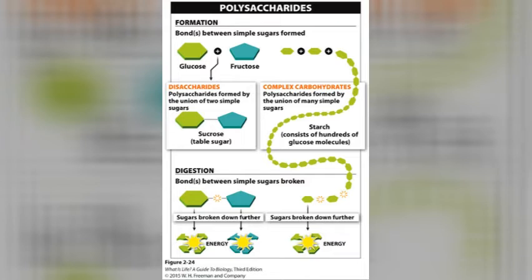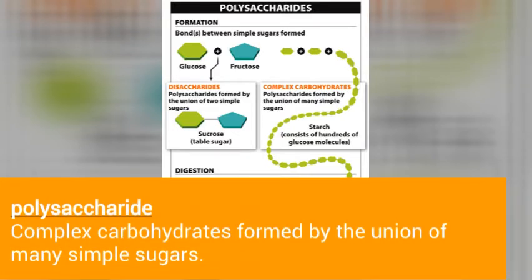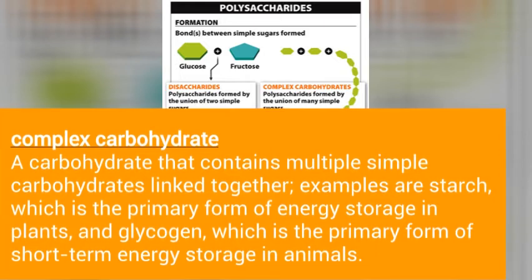Now, much larger numbers of simple sugars might be joined together. Sometimes they'll have as many as 10,000. In this case, the resulting carbohydrate is something we would call a polysaccharide. Of course, a disaccharide means two, and now a polysaccharide means many. Another word for a polysaccharide is a complex carbohydrate.